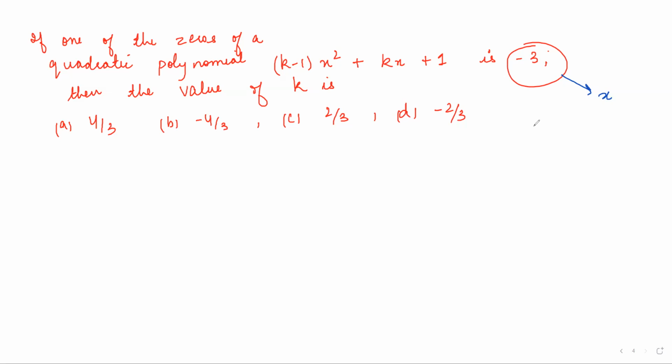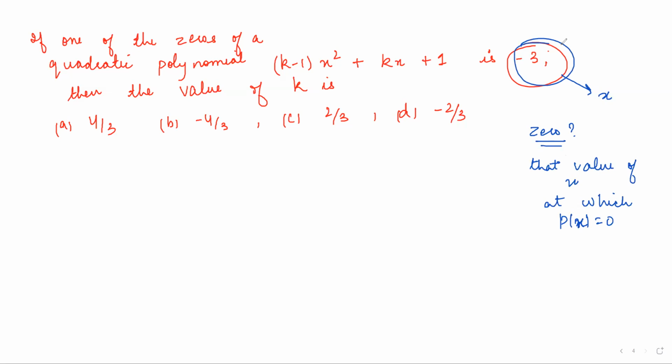Yes, Abdullah, what is the definition of zero? Zero means that value of x at which p(x) becomes 0. Now, that value is already given to you. That value is minus 3. That means at x is equal to minus 3, your polynomial should become 0, isn't it? Yeah, ma'am. So simple.